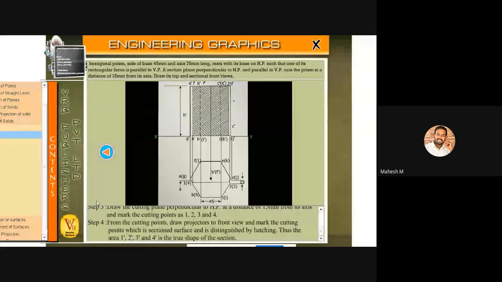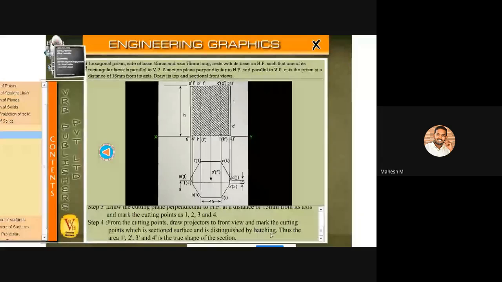Here we have only a vertical cutting plane, that means we have a vertical section line. So the true shape is available in the front view itself. There is no need to create the true shape with a separate diagram. This one is the true shape, this particular rectangular profile with the hatching. So here you can read the word hatching.